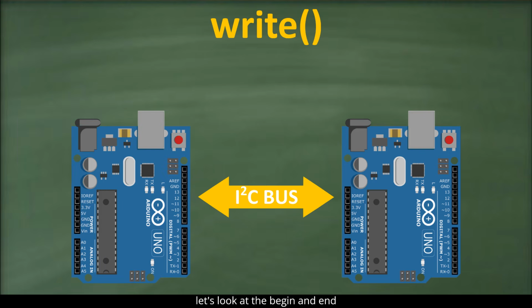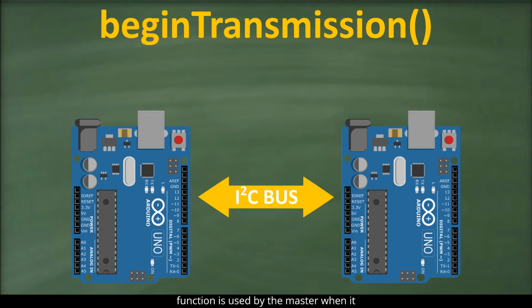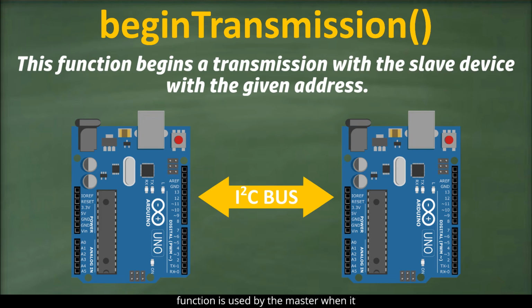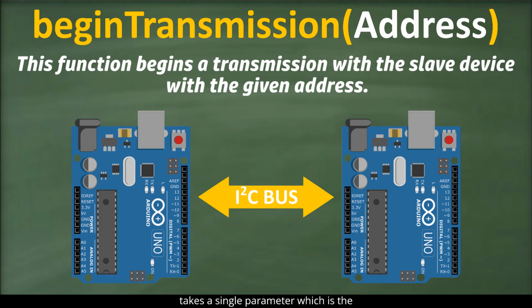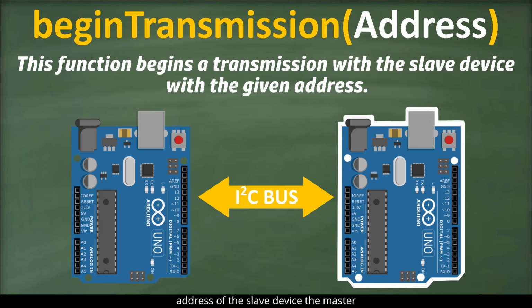Now, let's look at the beginTransmission and endTransmission functions, starting with the beginTransmission function. This function is used by the master when it wants to send data to a slave device. It takes a single parameter, which is the address of the slave device the master wants to communicate with.